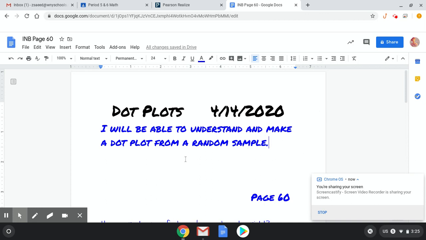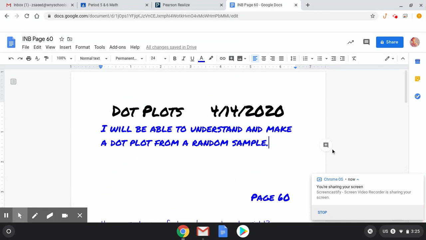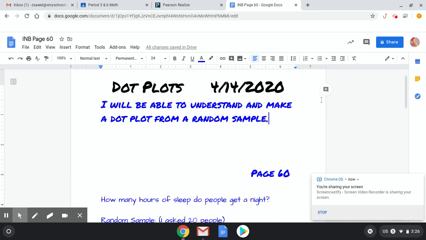So give yourself enough room because you're going to be copying this down and you're going to be making a graph. So make sure you write tiny if you need to write tiny, but I think you should have more than enough room. Make sure at the bottom of your page, you write page 60. Pause me where you need to pause me. Okay, I'm going to move on.